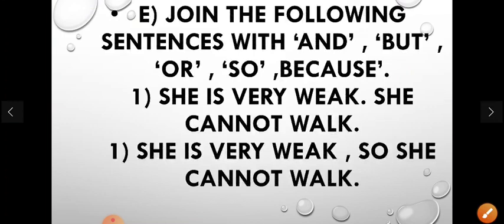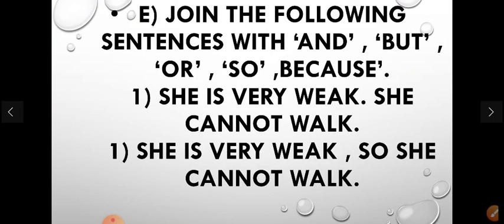Now we have to do the next question. Join the following sentences with and, but, or, so, because. With the help of all these conjunctions, you have to add one in between the sentences and make an appropriate sentence. So first is, she is very weak, she cannot walk.